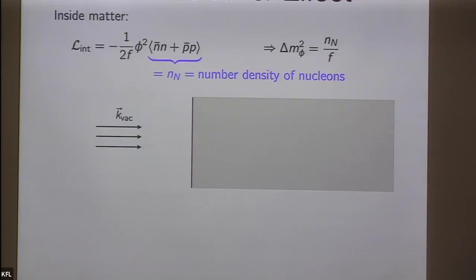Now what happens if I have some dark matter wave impinging on an infinite slab of ordinary matter? I'm interested in a steady state solution.